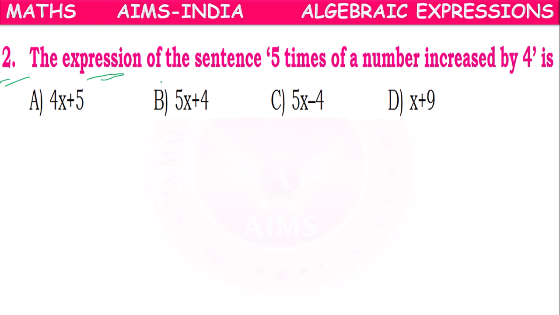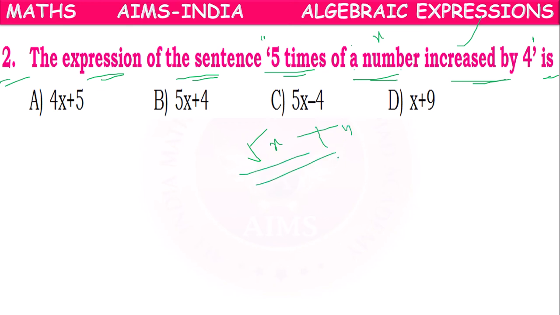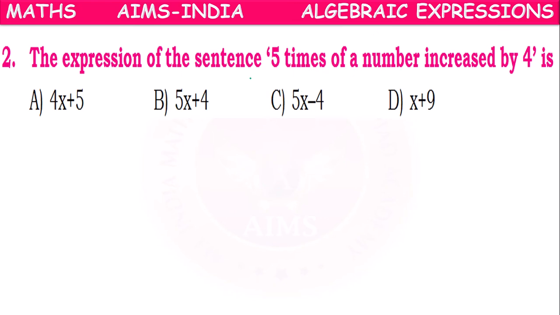Next, the expression of the sentence, 5 times of a number increased by 4 is. It's a mathematical sentence. 5 times of a number, if the number is x, 5 times of a number is 5x, increased by 4 means plus 4, 5x plus 4. So, option B is the correct answer.